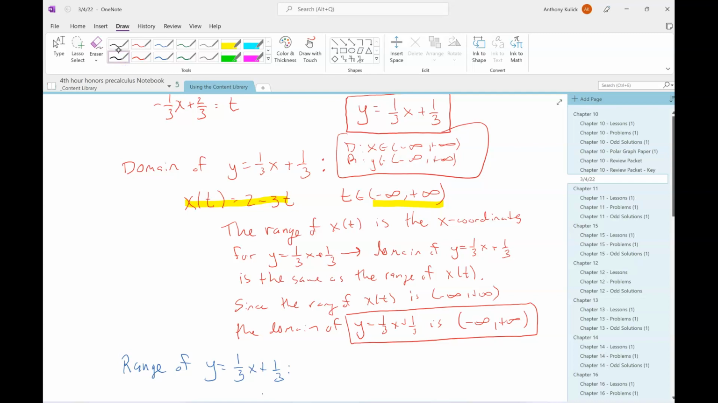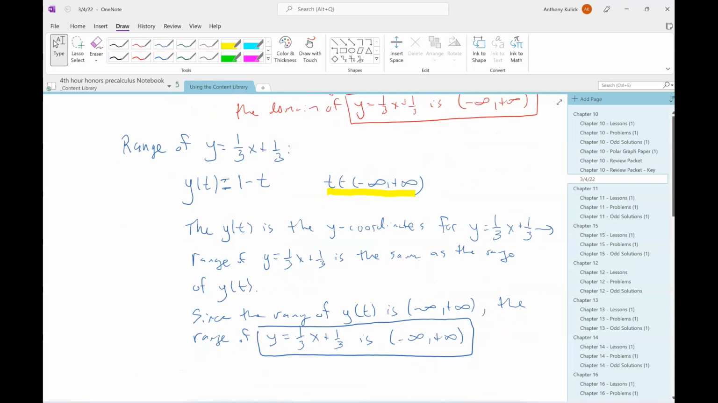Yeah, absolutely. So the natural question next would be, Mr. Kulik, seems like the interval for the parameter was the same as the domain and range. Is that always going to be the case? So let's look at an example where these things can be a little bit different and maybe get a little bit more complicated. Okay? Is everybody ready to do the next example?